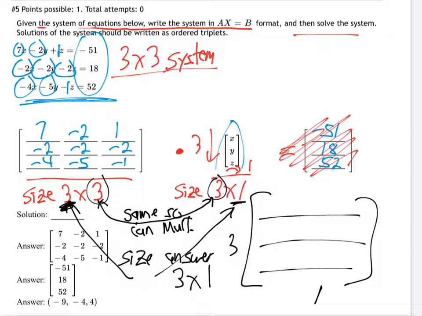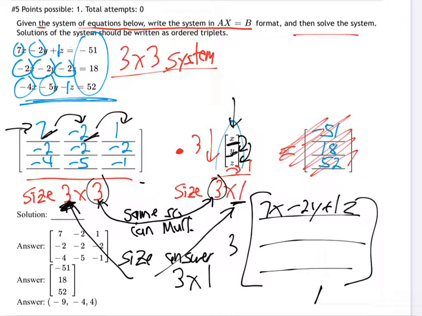Let's do it. Let's find out what it is. Again, none of this is required. I'm just showing you it's true. So where would we start? We start in the top row and we go down. So 7 times x, 7x. And then you jump to the right and jump down, always. Negative 2 times y. To the right, down, plus 1z. Look familiar? 7x minus 2y plus 1z.